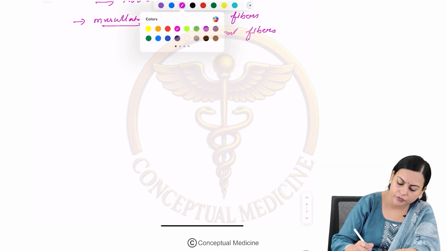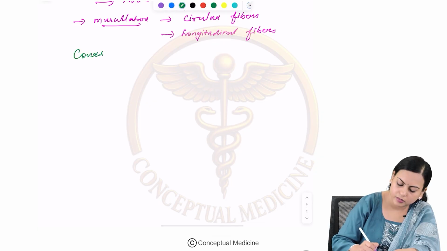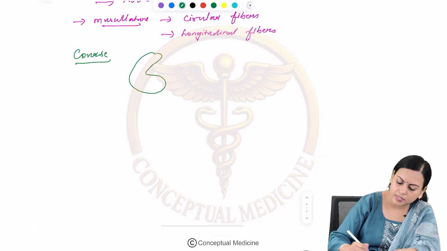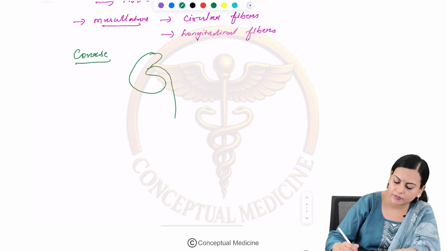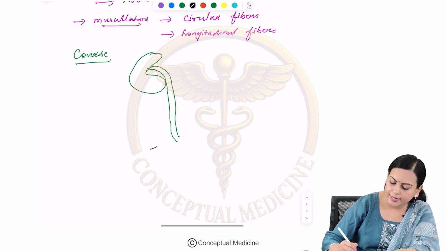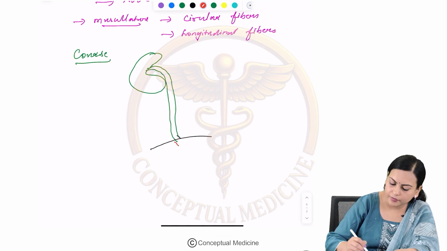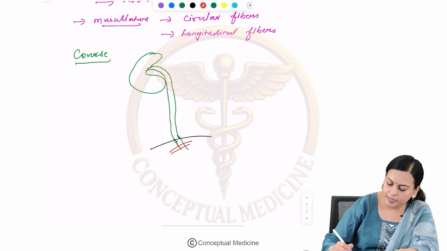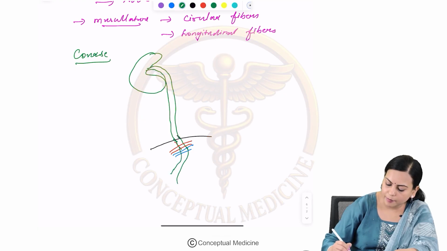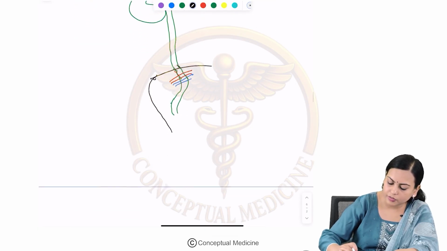If we see the course of the ureter, this is the kidney, this is the renal pelvis. First it starts passing downwards like this, then it will enter into the brim of the pelvis. As it enters into the brim of the pelvis, it is crossed by the external iliac artery and external iliac vein. Then it again descends downwards, passing towards the lateral side of the pelvis.